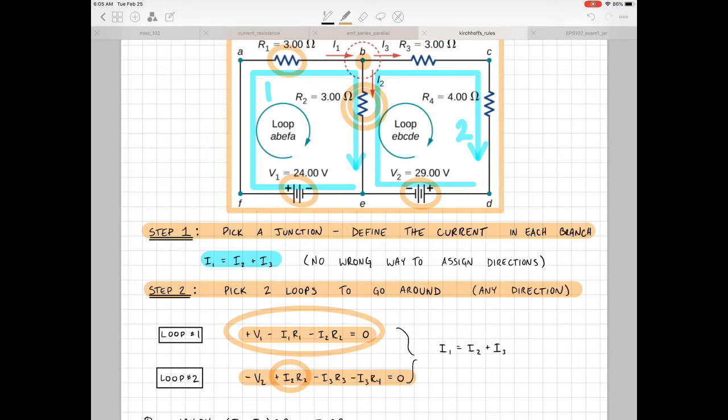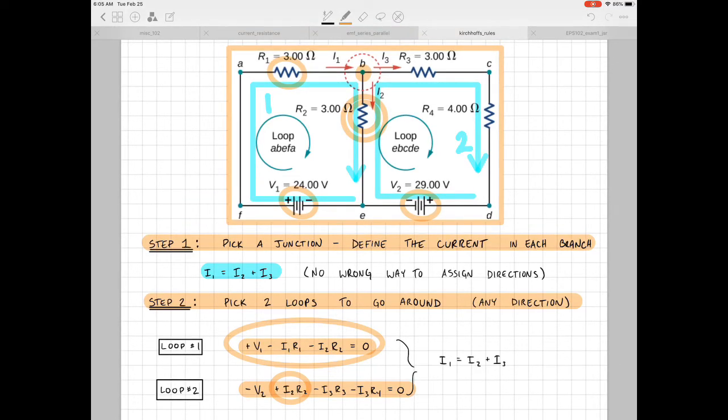Then I hit this junction B, and I go through the right branch. I go through resistor R3, going from left to right, so that's the same direction as I3, so I get a minus I3 R3. And then I go through the R4 resistor, again in the same direction as I3, so that's a minus sign.